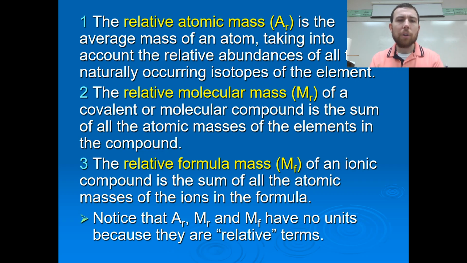And so notice here that AR, MR, and MF have no units because they are relative terms. So this is not quite like AMU or our grams units, right? This is a specific way of coming up with these masses that have no units because they're relative to some other standard. Now, we can obviously talk about how we would calculate those things using units that we understand, like grams or AMU, but these are kind of the basis for how we got to using AMU or grams or something like that.